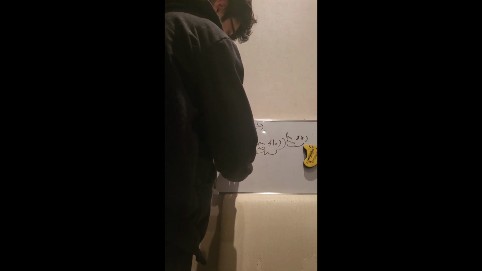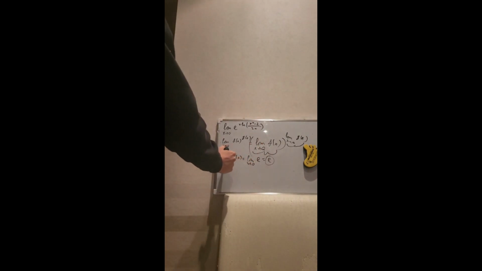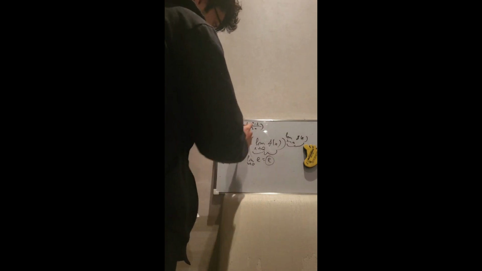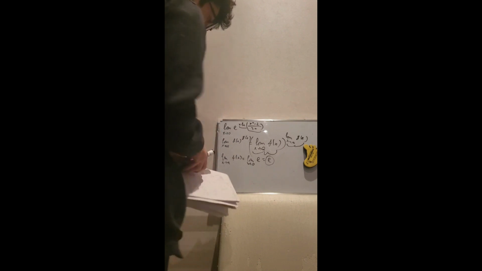So our f(x), limit x approaching 0 of f(x), is going to be e. Actually, limit f(x) we found, it's e. It was easy. So we are going to find g(x), which is this part. So let's erase everything.